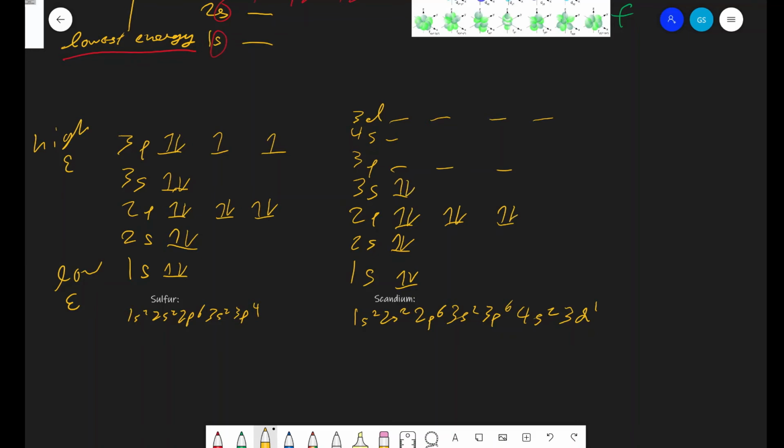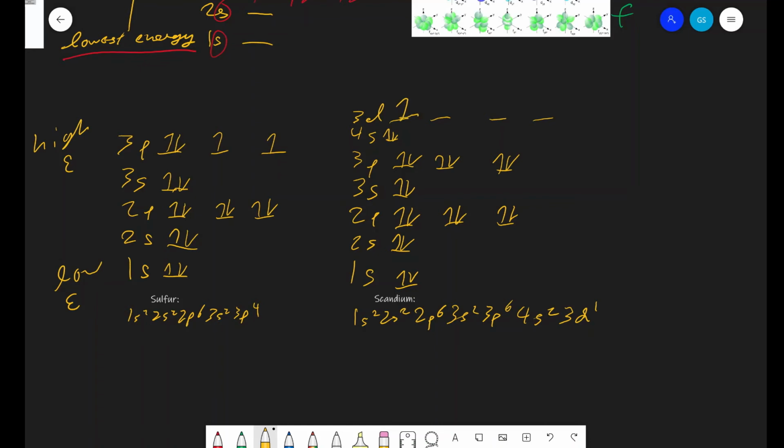3s, 3p. Oh my god, I'm not following my own word. I'm a hypocrite. Yikes, and I can't draw as well. Right? Because there's 6 in 3p. 4s, there's 2. Now 3d, there's just 1.